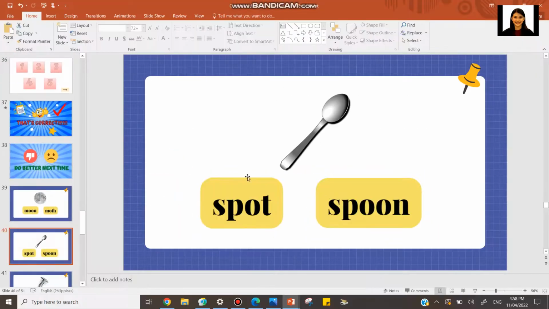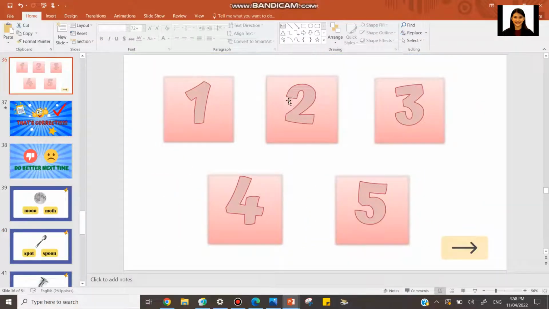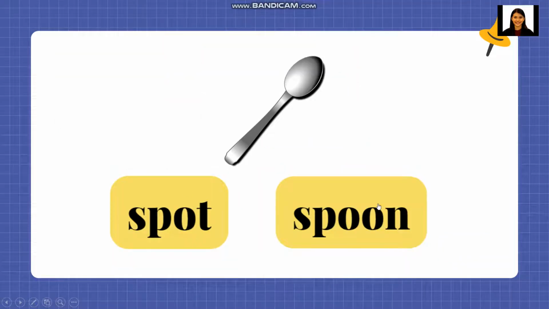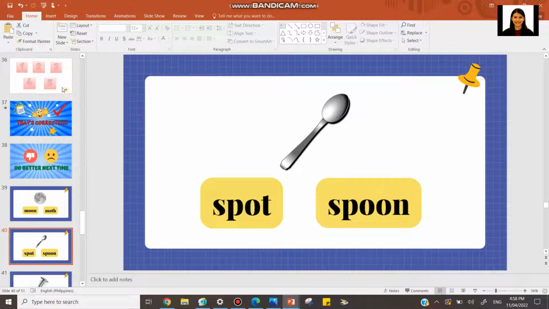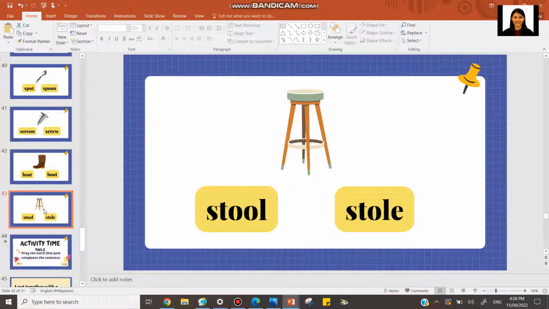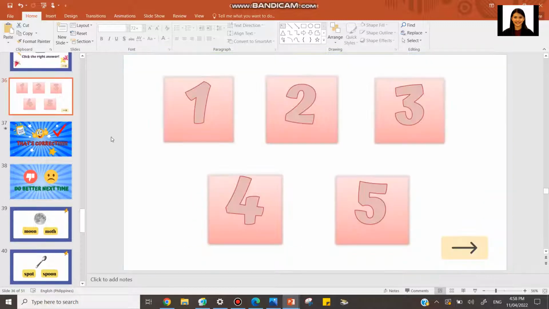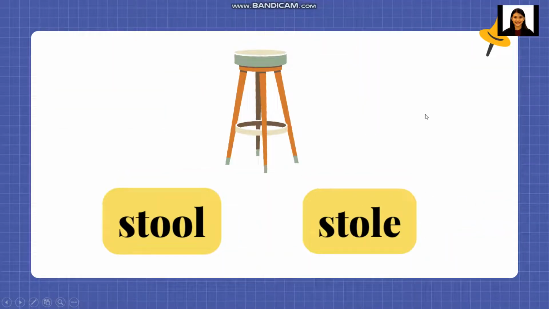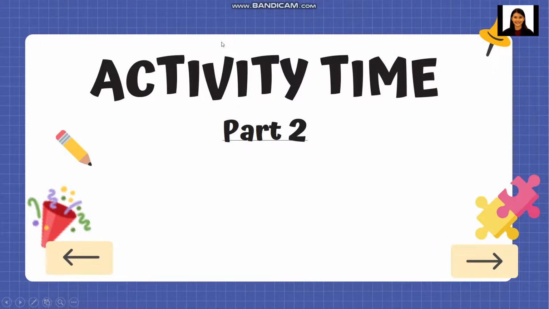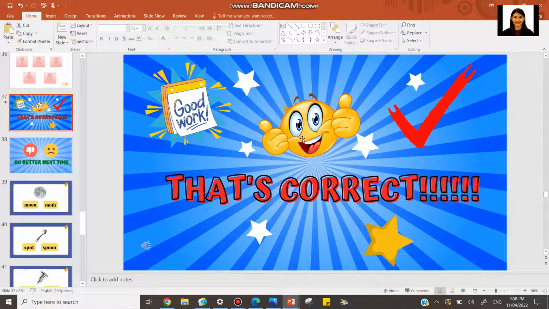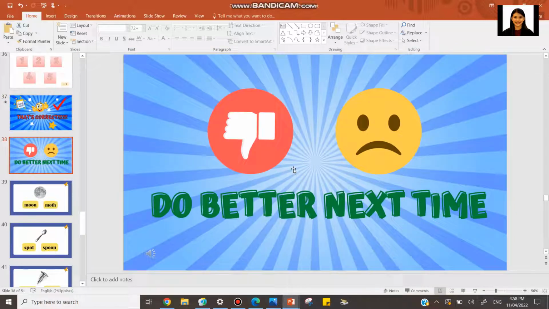So if we click number 2, spot or spoon, right? If we click number 5, this should appear, stool or stole. Now let's try it. Number 5. Okay. So the fun part is the "that's correct" or "do better next time." Now how do we do this one?